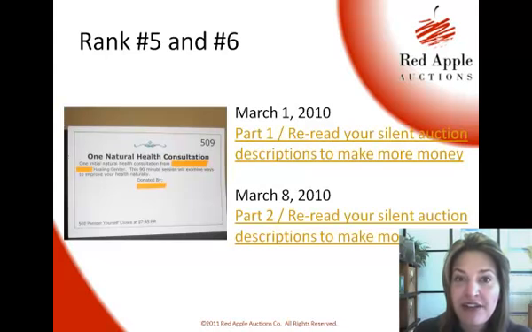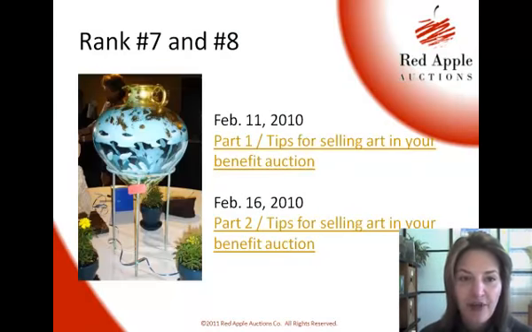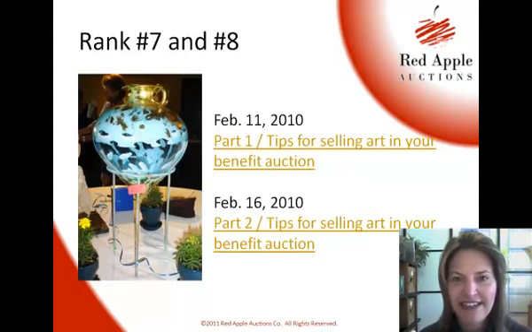And you could have an item that is really nice, but because you've messed up something in the description, people won't bid. So those 2 posts address some of the common mistakes that I see in regards to your silent auction descriptions. Ranked number 7th and 8th was written on February the 11th and the 16th. Isn't it interesting? I've got 3 different part 1 and part 2s that made it into the top 10 here.